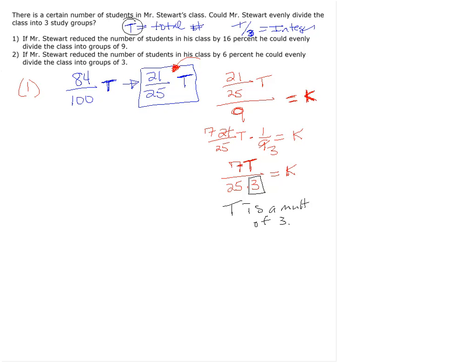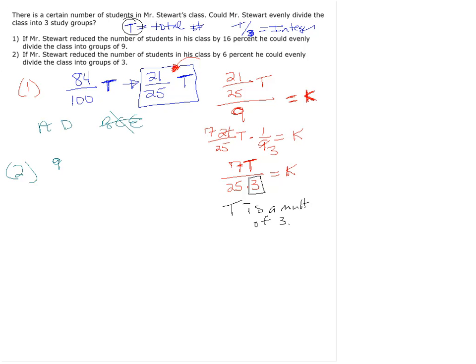Okay, I'll give you a minute to kind of write that down. We're going to use the same logic in statement 2. So while you're writing that down, we'll, for good measure, say A, D, B, C, E. We know that statement 1 alone works, so B, C, and E are out. Okay, let's look at statement 2. Statement 2 says that the teacher reduces the number of students in the class by 6%, and after doing that, he could divide the class into study groups of 3.